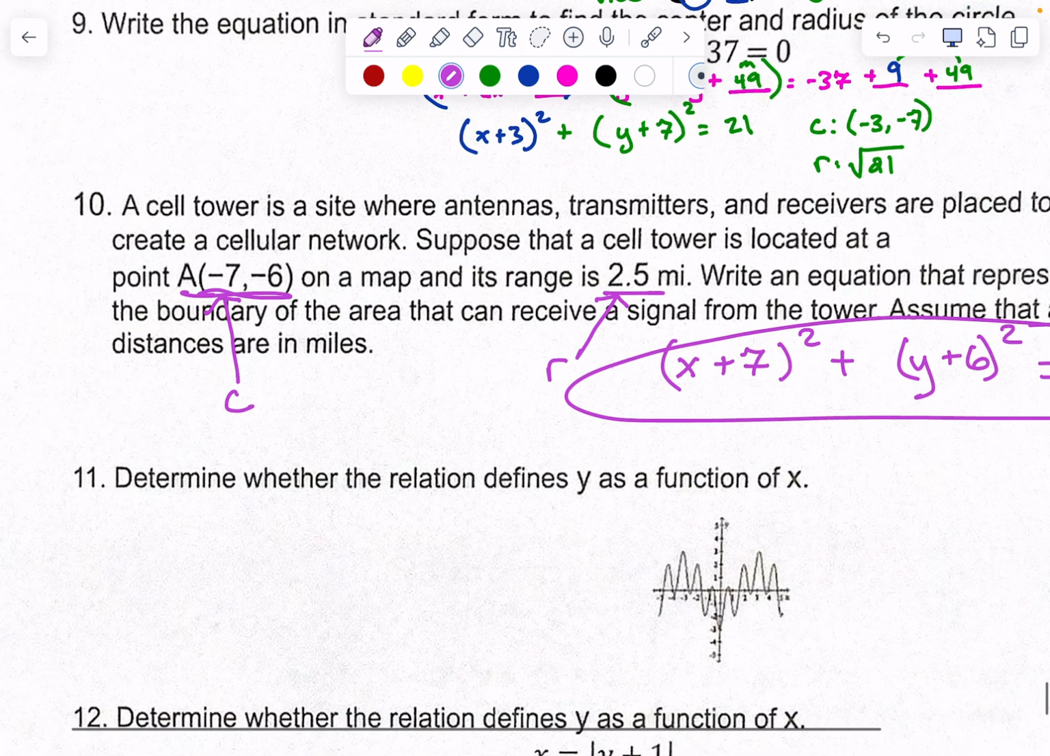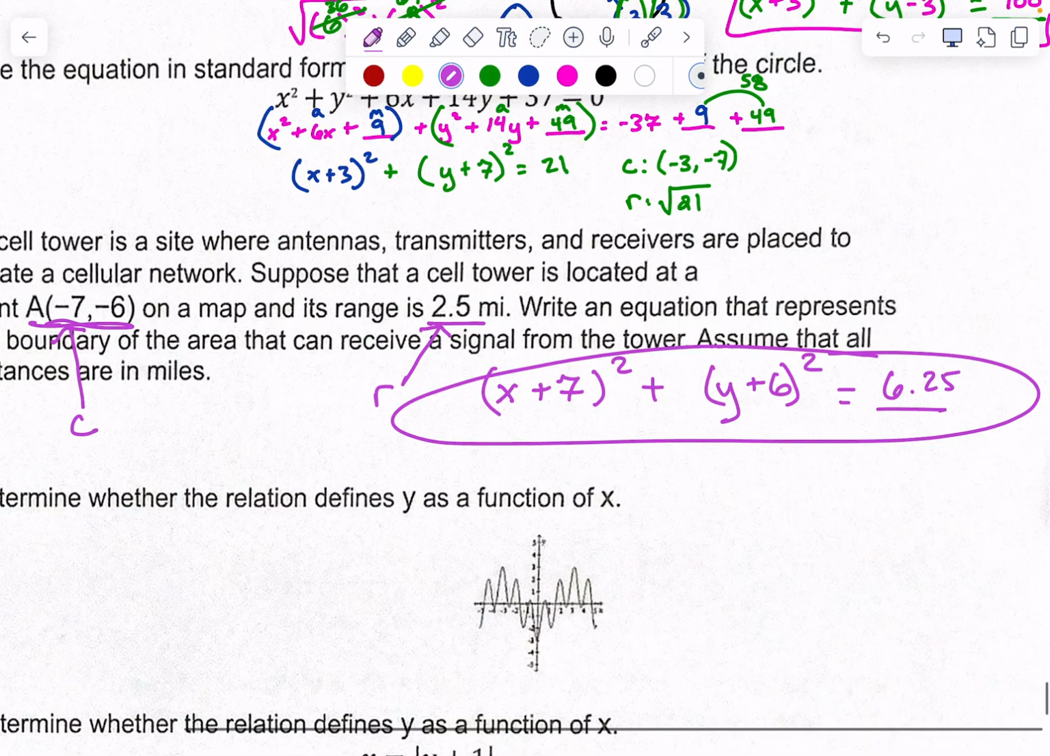Assume that all distances are in miles. Why do they say that? So that you know this coordinate is not in feet or whatever, and we don't have to do any conversions. They put that sentence on the end to say there's no funny business, just do the thing like normal, right?